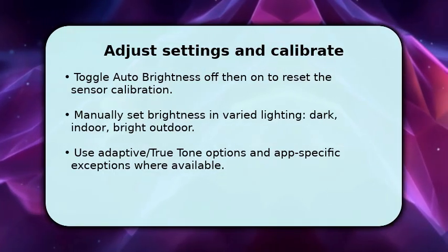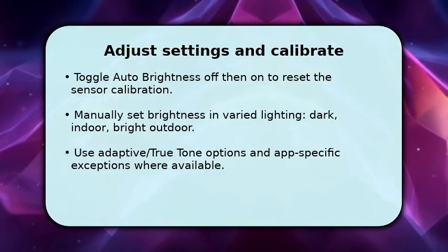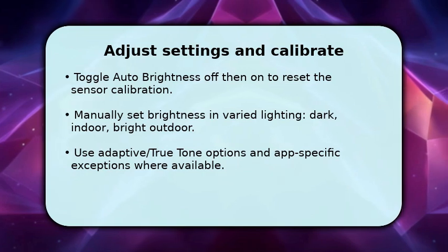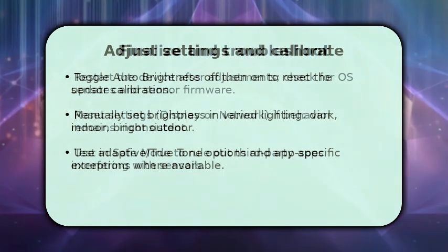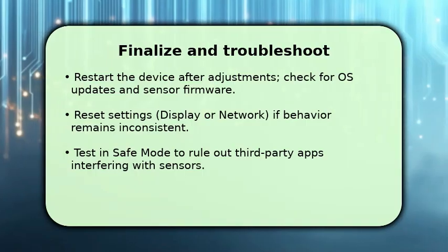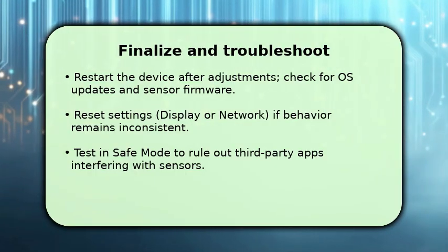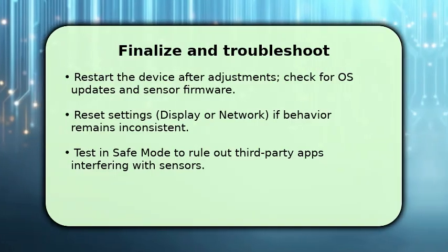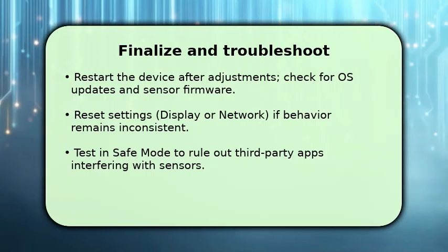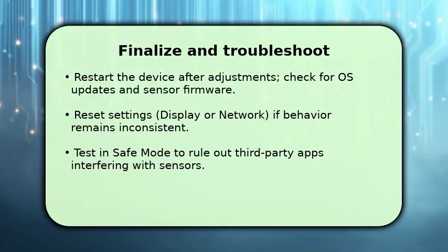To finish, restart your phone so all changes and sensor recalibrations take effect, and install any pending OS or firmware updates that target sensor fixes. If auto brightness still misbehaves, reset display or system settings to remove corrupted preferences. This step clears individualized tweaks while preserving data.